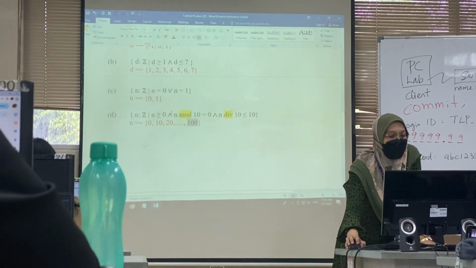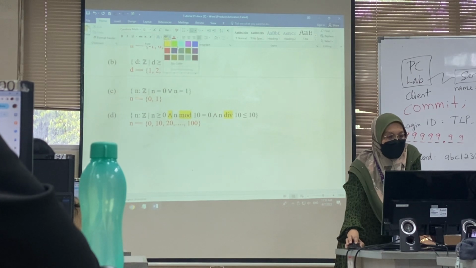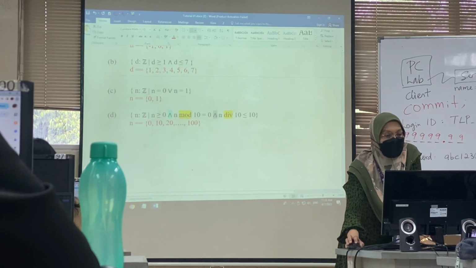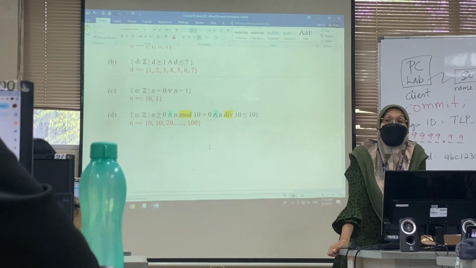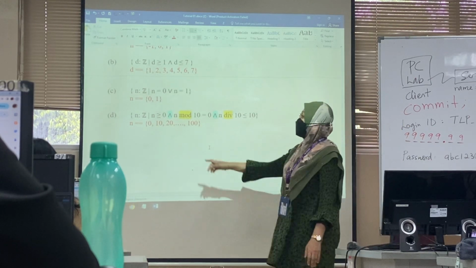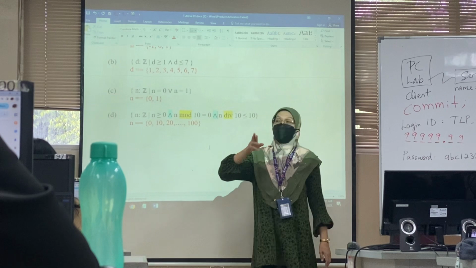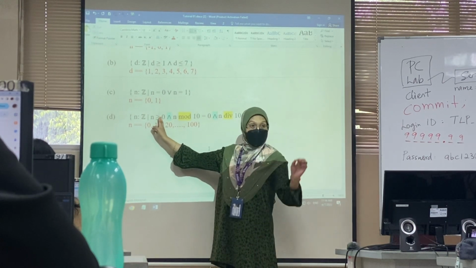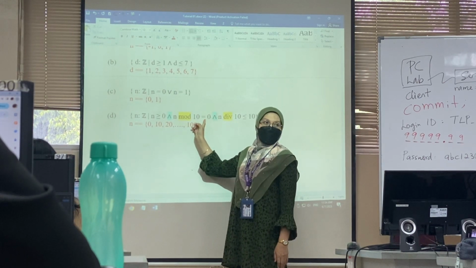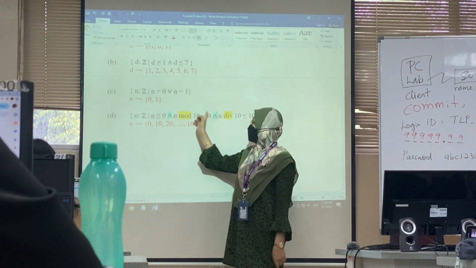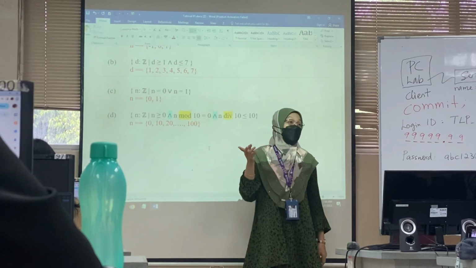Because this is n condition, this is n condition, this is n condition. So all must be true. Okay? All must be true. So when all must be true, let's say talking about 21. 21 greater than 0, correct? No problem. 21 modulus 10 equal to 0? No, one. You have remainder 1, right? So this one wrong already. So 21 is not the answer.